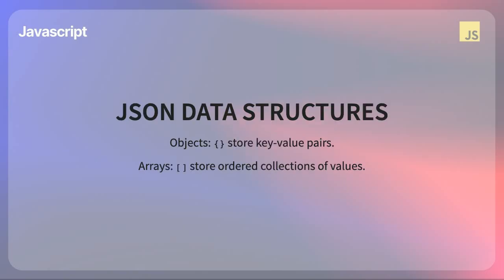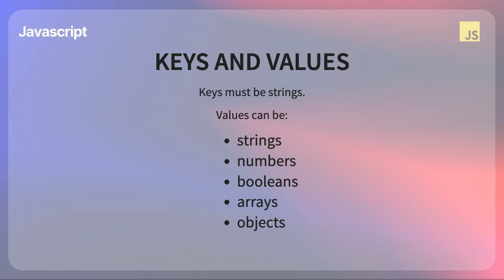JSON data structures are composed of objects and arrays. Objects store key-value pairs, while arrays store ordered collections of values. In a JSON object, keys are used to identify the value associated with them. Keys must be strings, while values can be any of the following: strings, numbers, booleans, arrays, or objects.